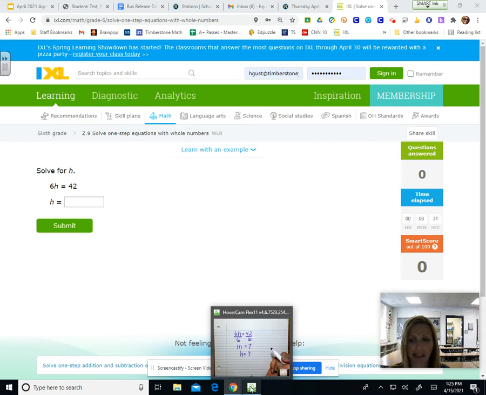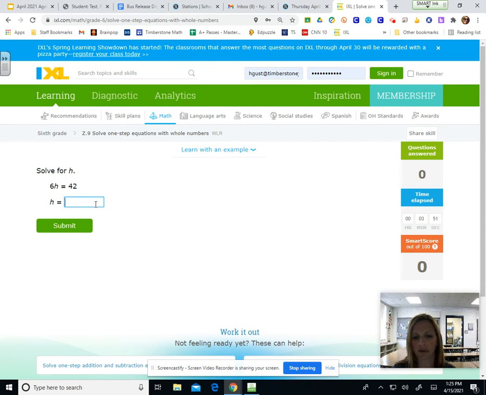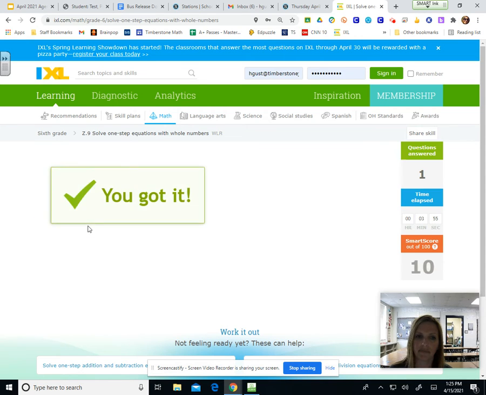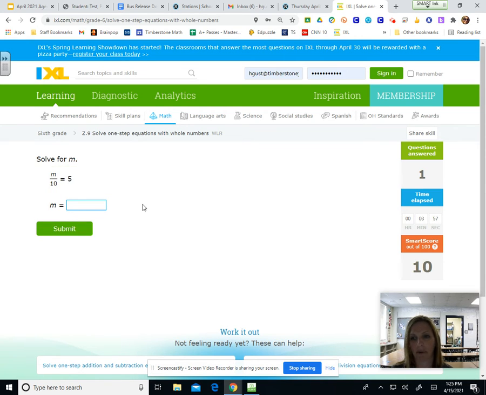If I want to go back and see if that makes sense, I can take 7 and plug it into my original equation. So I have 6 times 7, and I want to see, does that make sense? Does 6 times 7 really equal 42? And yes, it does. So I'm going to go over here and I'm going to put 7 in for my answer and hit submit. And then it'll give me my next problem.